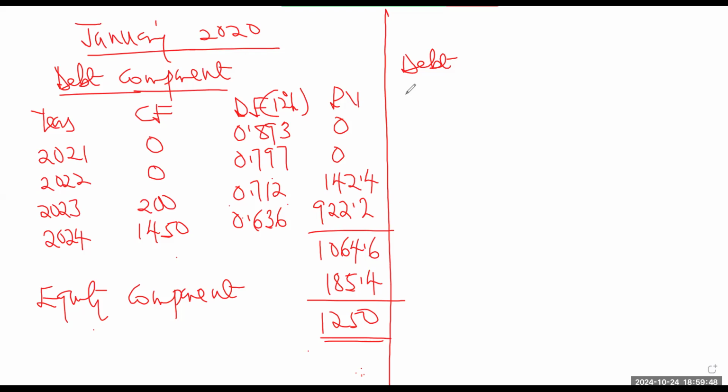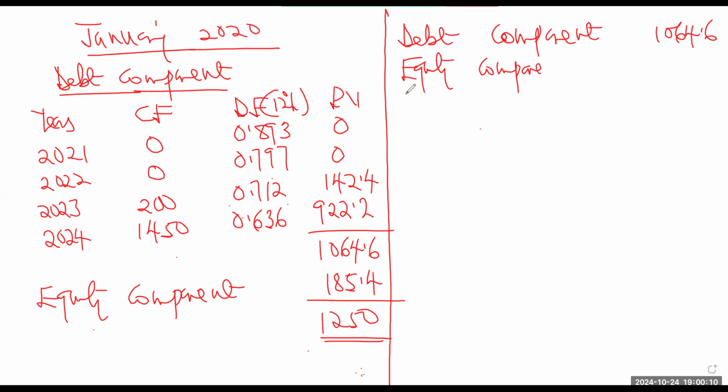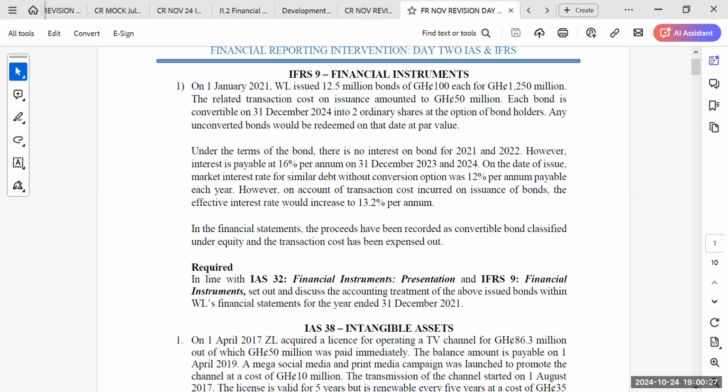So let's move on now. We have our debt component. At the transaction date, the debt component is the present value of all the cash flows, that will be 1064.6. And we have the equity component to be 185.4. Okay. So we have the subsequent measure, or no? We have issuing cost there, isn't it? The transaction cost. Yes, sir. 50 million.